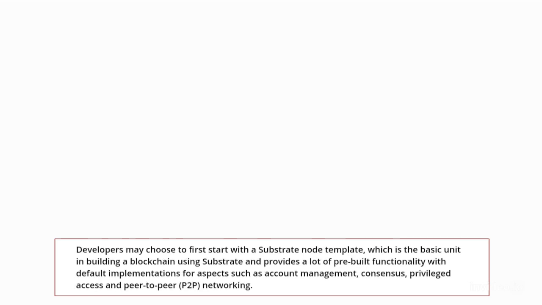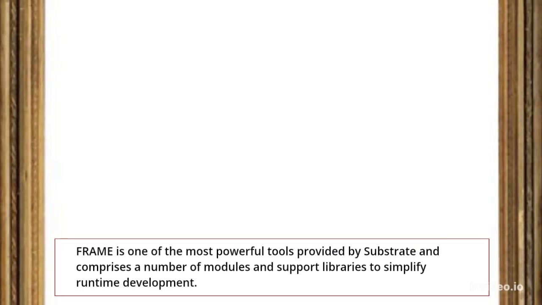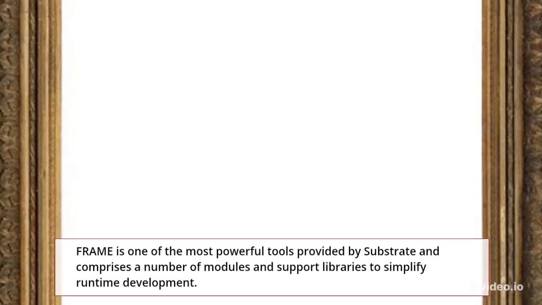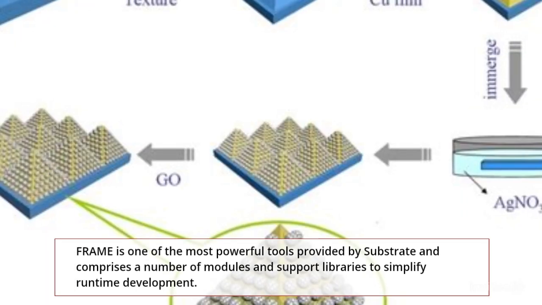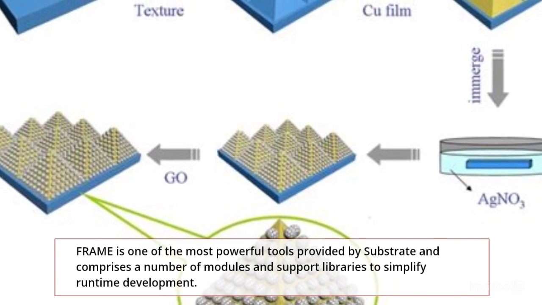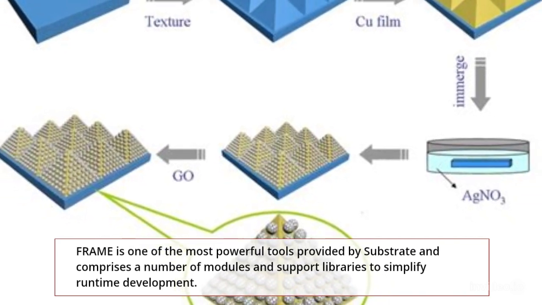Developers may choose to first start with a Substrate node template, which is the basic unit in building a blockchain using Substrate and provides a lot of pre-built functionality with default implementations for aspects such as account management, consensus, privileged access and peer-to-peer networking. FRAME is one of the most powerful tools provided by Substrate and comprises a number of modules and support libraries to simplify runtime development.